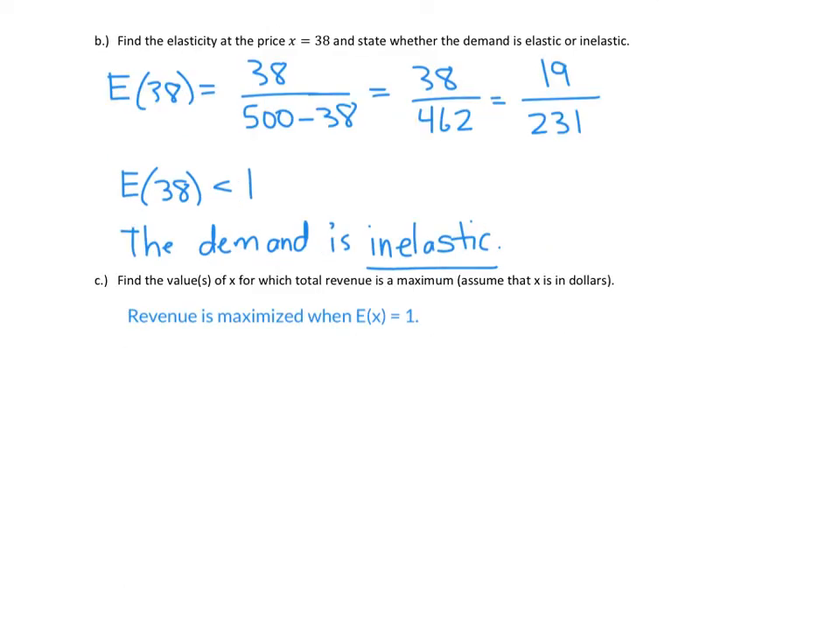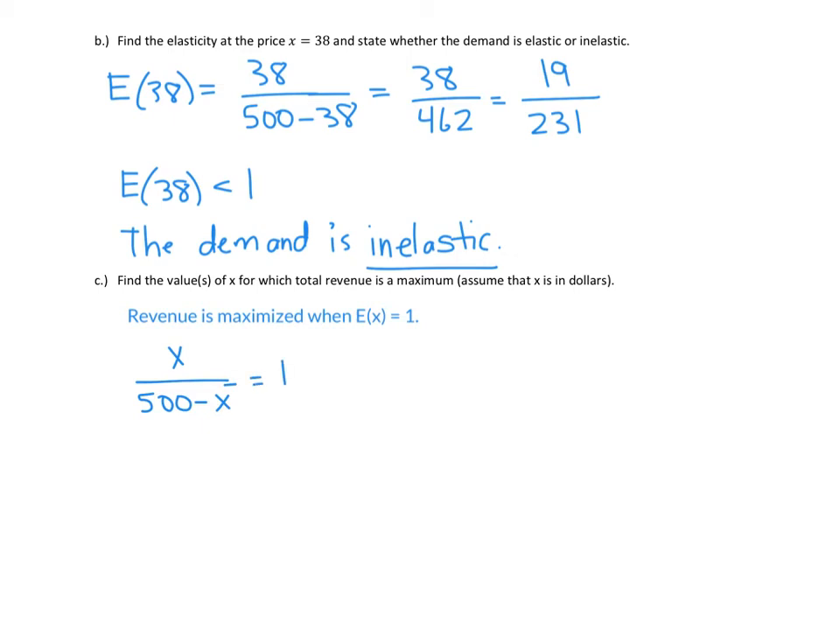For part C, we want to find the values of x for which total revenue is a maximum. Keep in mind, revenue is maximized when the elasticity of demand is equal to 1. So here we're going to set our elasticity of demand equal to 1 and solve. We're setting x divided by 500 minus x, which we found in part A, equal to 1, and now we're going to solve for x.